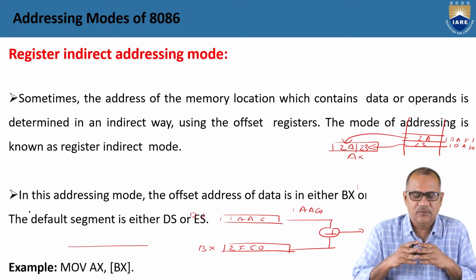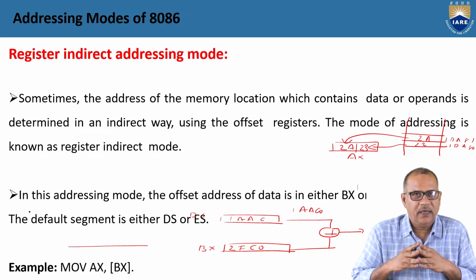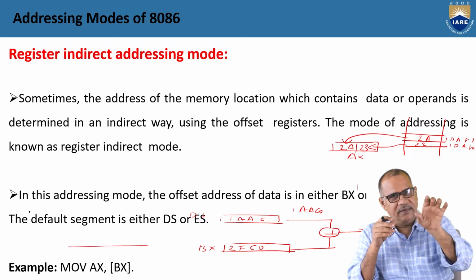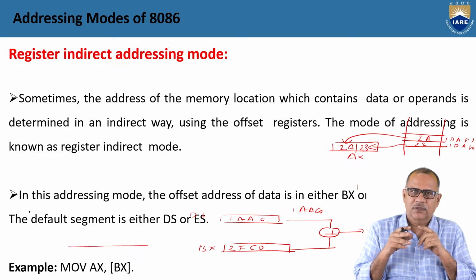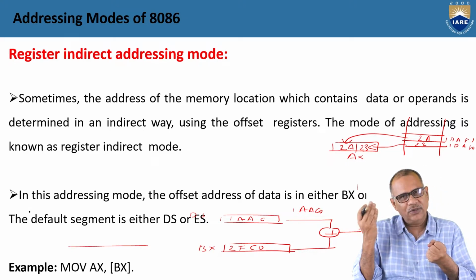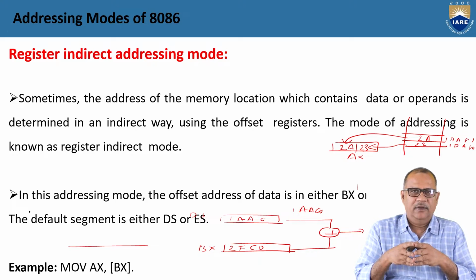Now coming to the next addressing mode, register indirect addressing mode. Here the operand is not present in the register. The difference is the address of the operand, which is nothing but a memory location, is put in the register. So the processor sees the contents of the register, it notes the address, and it goes to the memory location at that address and acts upon the operand. That is the register indirect addressing mode.